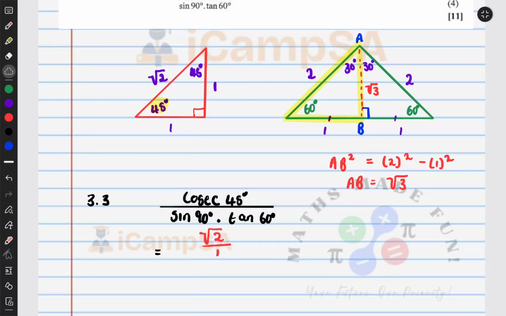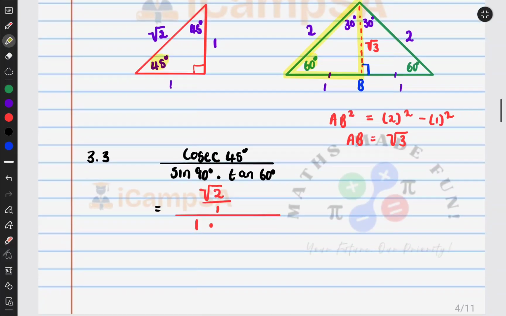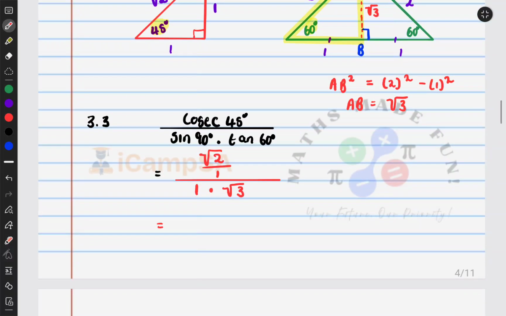Then from there let's go to sine 90. Sine 90 is also 1, so we're going to have 1 multiplied by tan 60. The ratio of tan is opposite over adjacent, so it's root 3 over 1, which is basically root 3. And we have root 2 divided by 1, which is also root 2. So therefore we're just going to have root 2 over root 3 as the final answer.